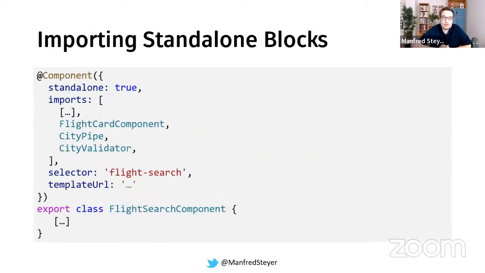And if you want to reuse other standalone building blocks inside of your standalone component, just import it. Import your pipe, import your directive, import your child component, and Bob's your uncle.